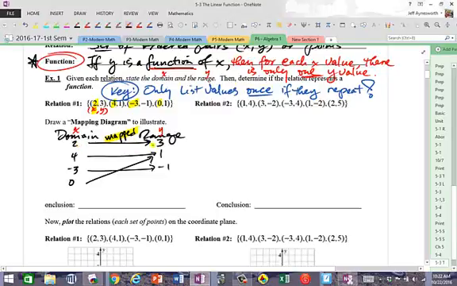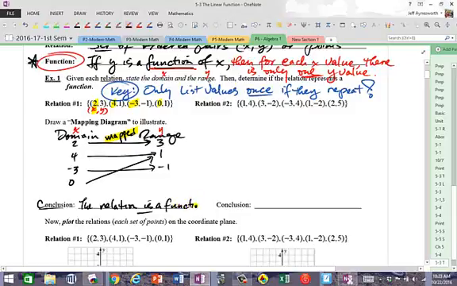2 is mapped to 3 and only 3. 4 is mapped to 1 and only 1. Negative 3 is mapped to negative 1 and only 1. And 0 is mapped to 1 and only 1. Okay, so for each x value, there is only one y value. So I can say on this one right here, this is called the conclusion, put the C in there, that y is a function of x here, or this relation here is a function.